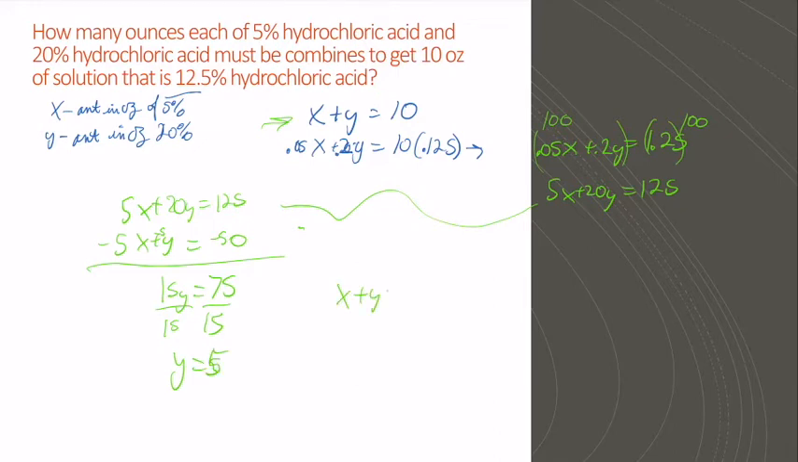I know that x plus y equals 10. Since y is 5, x is 5 as well. So I would need 5 ounces of each concentration in order to make a 12.5% solution.